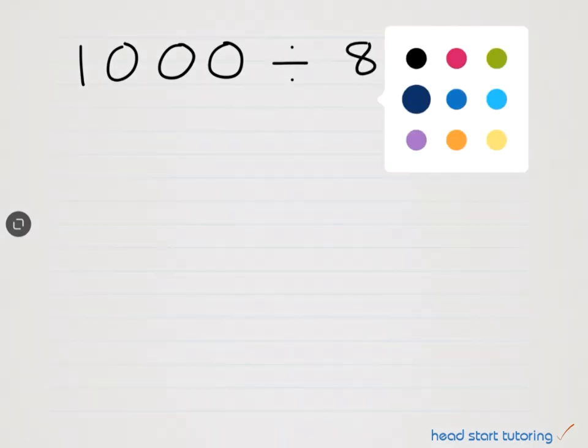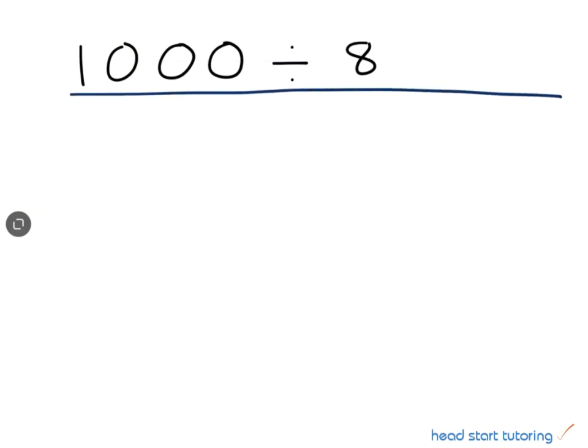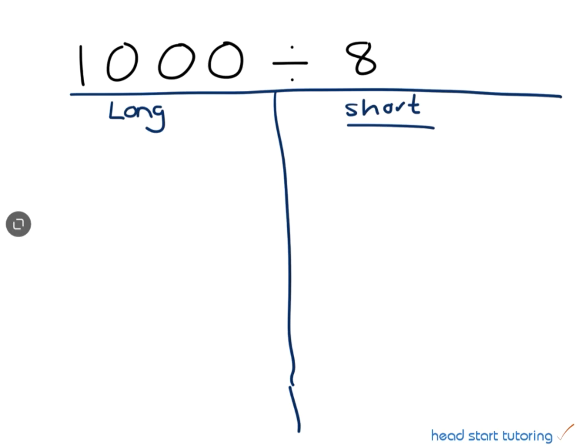Let's have a look at 1000 divided by 8. We are going to do the same sort of thing. We are going to do long division and short division to figure this one out. So let's start with our long division.